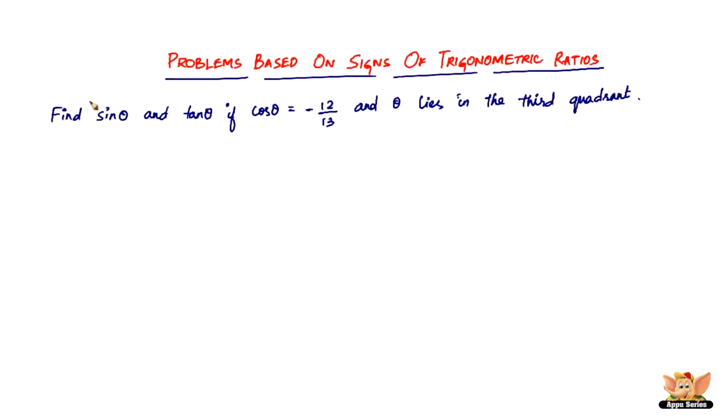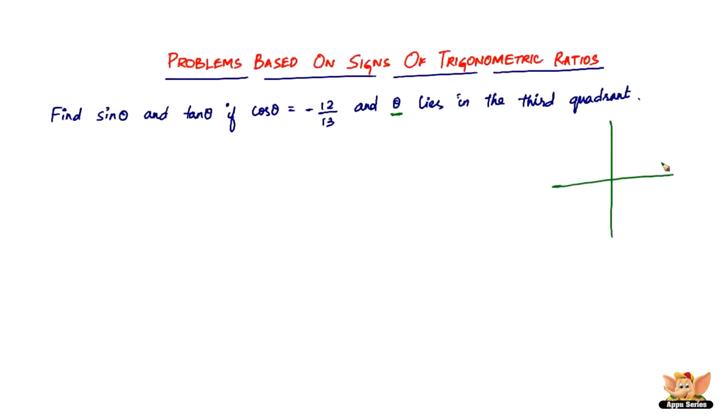So here we've got the problem. The problem reads like this. It says find sine theta and tan theta if cos theta equals negative of 12 by 13 and theta lies in the third quadrant. Alright, so what we have is the value of cos theta as negative 12 by 13, and they also say that theta lies in the third quadrant.